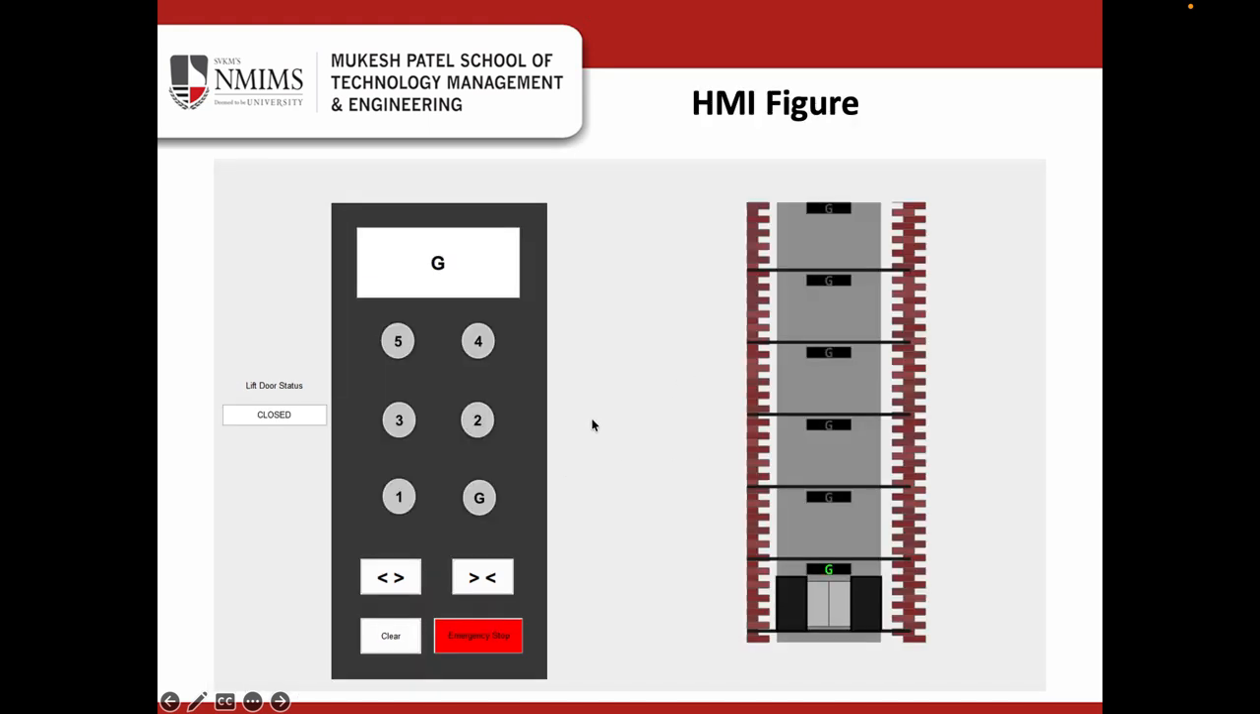Here, this is the final output, the HMI figure after running the MATLAB code. As you can see, our lift goes from ground to 5th floor, and whichever floor the lift is on is shown on every floor. These are the 4 buttons as I had explained earlier, and the lift door status is shown on the left hand side.